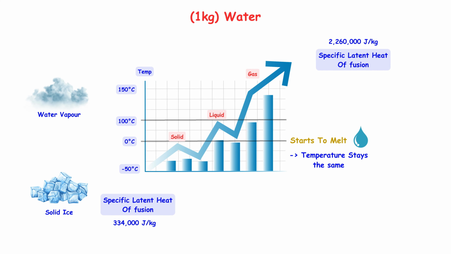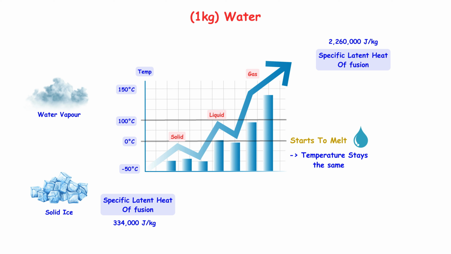So imagine we have 1 kilogram of water and we heat it from -50 degrees Celsius to 150 degrees Celsius. First, its temperature rises steadily. But once it hits 0 degrees, the ice starts to melt and stays at that temperature until it's all liquid. The energy needed here is the specific latent heat of fusion, which for water is 334,000 joules per kilogram.